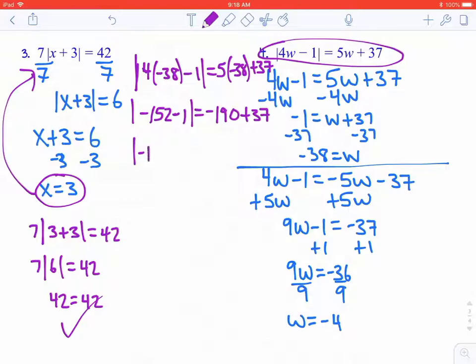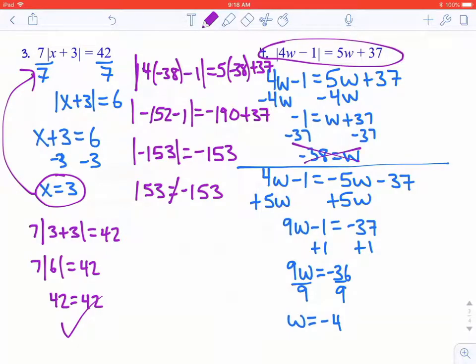So then I get the absolute value of negative 153 equals negative 153. But that would give me 153 for the absolute value, and then negative 153 is still on the right. And that is not true. So w would not equal negative 38.